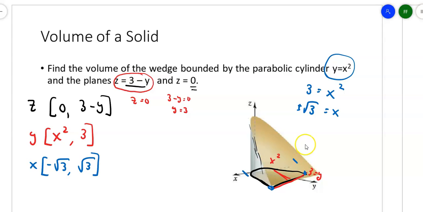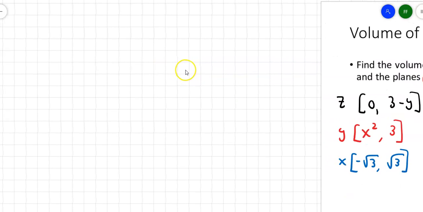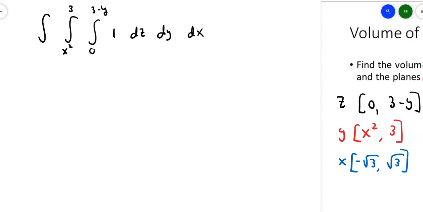All right, again, if we're finding volume, we're going to integrate 1 as our function. That's our f of x, y, z. I'm going to leave those limits of integration there. And so I'll end up with 1, 2, 3 integrals of 1. And then what order do I want to do this? Let's do it dz, dy, dx. So the z's go from 0 to 3 minus y. The y's go from x squared to 3, and the x's go from negative root 3 to positive root 3. All right, when I integrate this first piece with respect to z, then I just get 3 minus y.